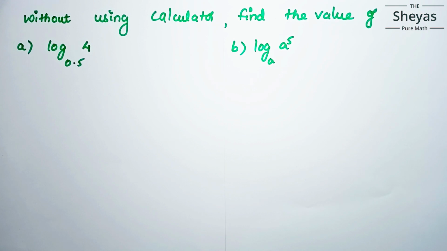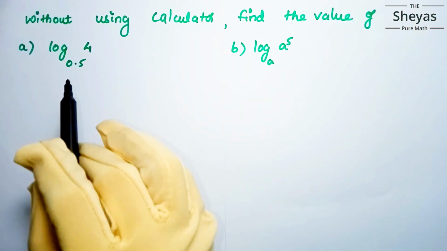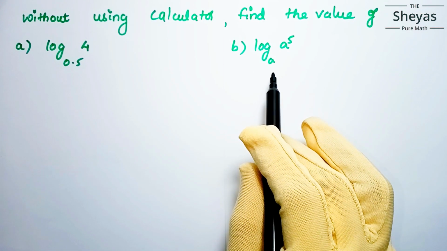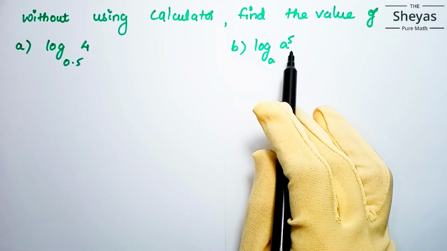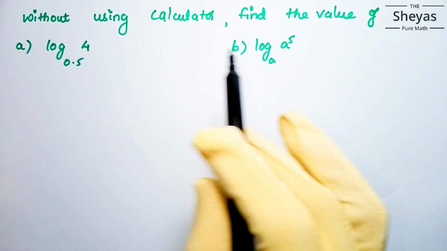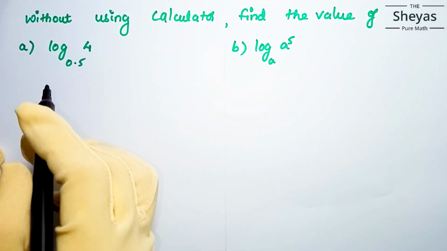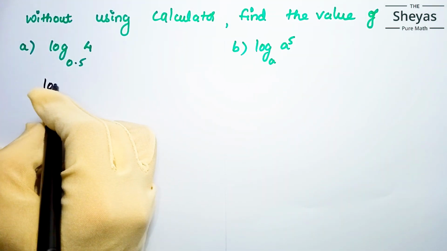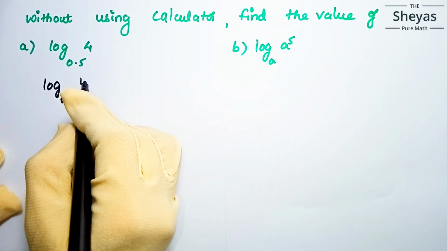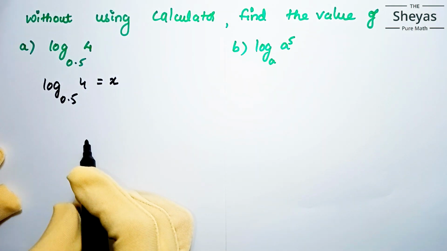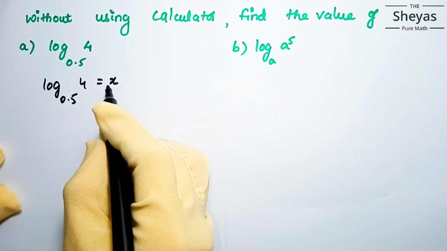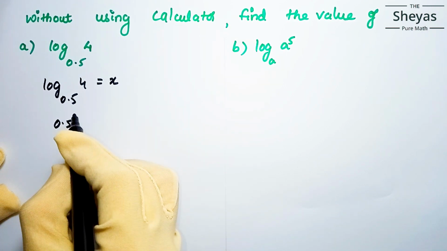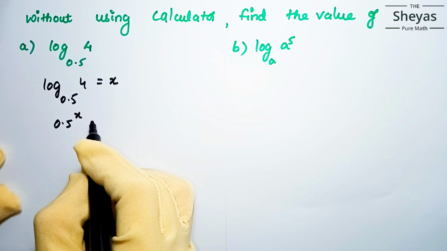Next problem: without using a calculator, find the value of log to the base 0.5 of 4, and then log to the base a of a power 5. Now let us solve this problem. We don't know this value, so we keep it as x. Converting to exponential form: 0.5 the whole power x is equal to 4.